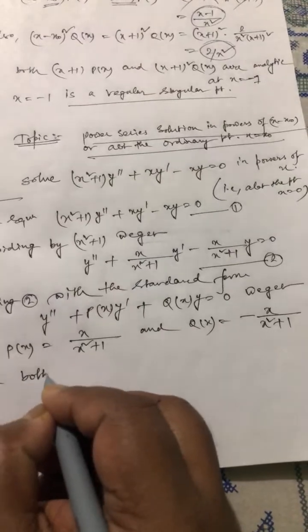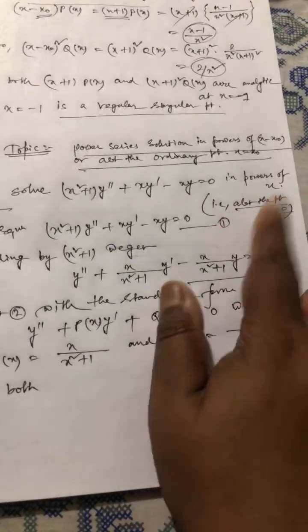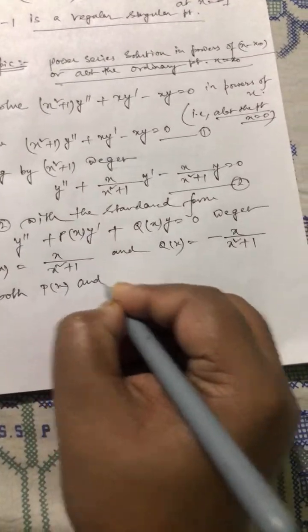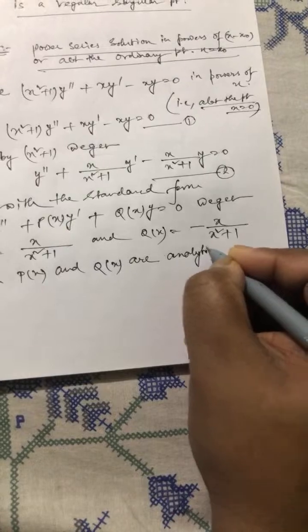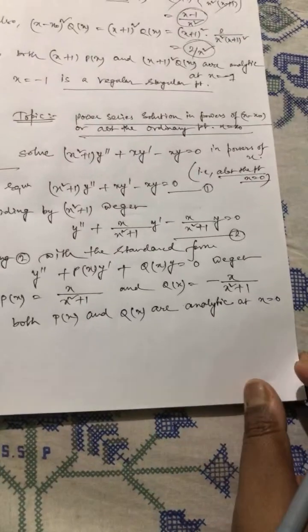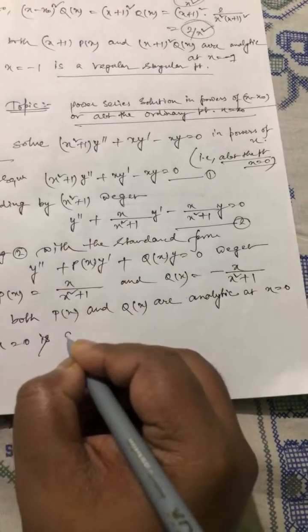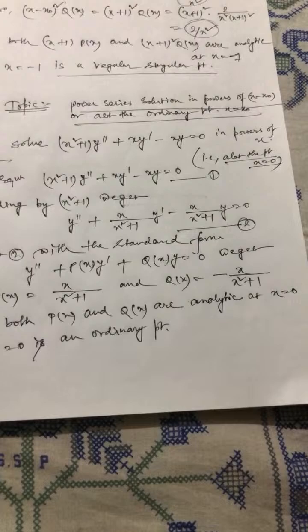Now here we need to consider the point x equal to 0. As I told you earlier, in powers of x is equivalent to this fact. So if you put x equal to 0 in place of px and qx, what will happen? Both these functions are well defined. So technically you can say here both px and qx are analytic at x equal to 0, and that means definitely it's going to be an ordinary point. So x equal to 0 is an ordinary point. So we have verified what type of points it is.